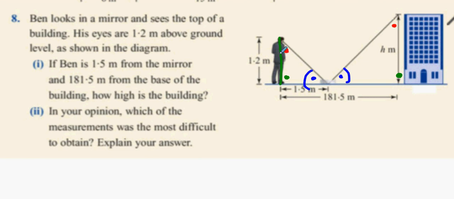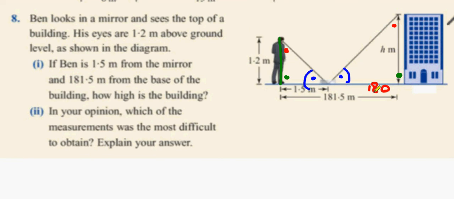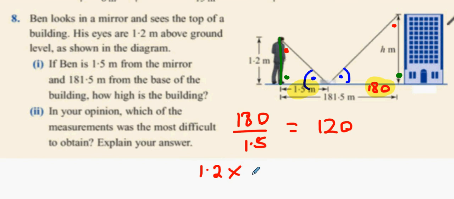Now, first things first. What is 181.5 take away 1.5? 180. What two sides correspond to each other? The 180 and the 1.5. What is 180 divided by 1.5? 120. Happy with 120? What I'm saying to you guys is that this building is 120 times longer than the man. So what does that mean about the building's height? Multiply by 120 and you get 144. Is that alright with you guys?